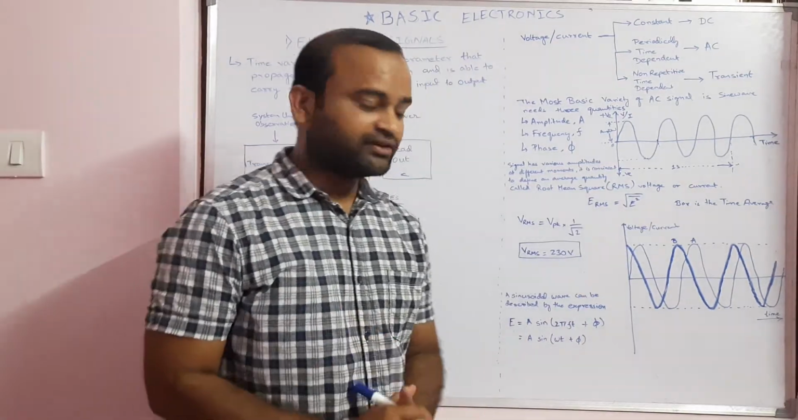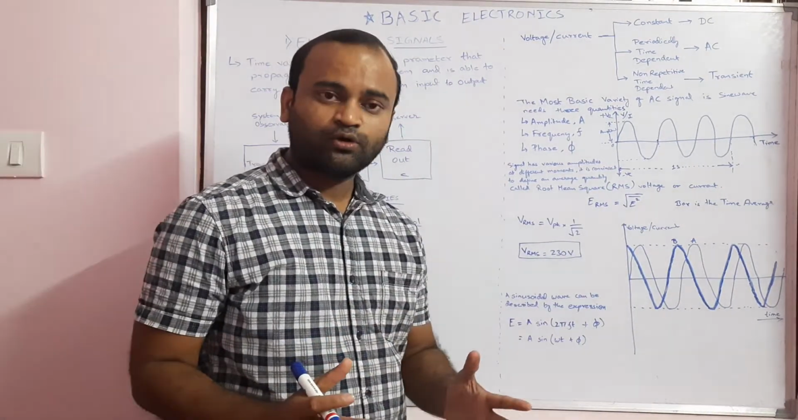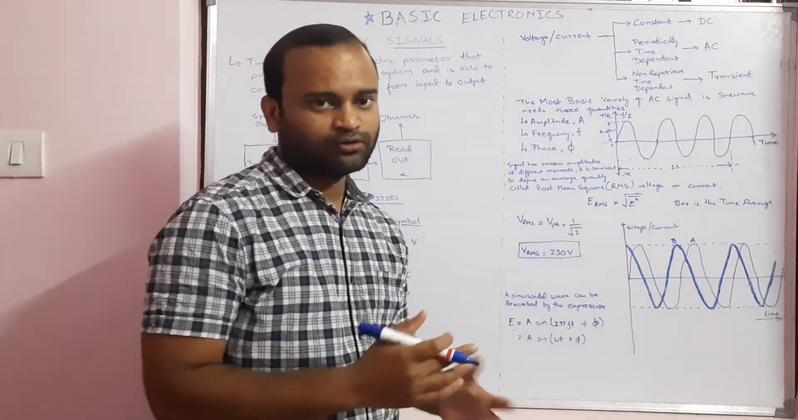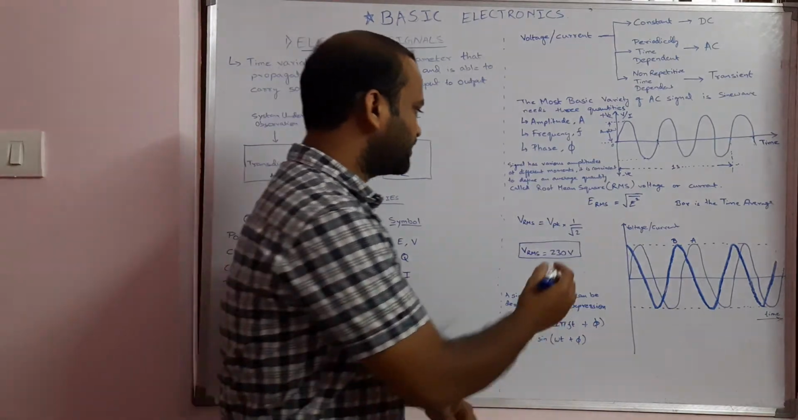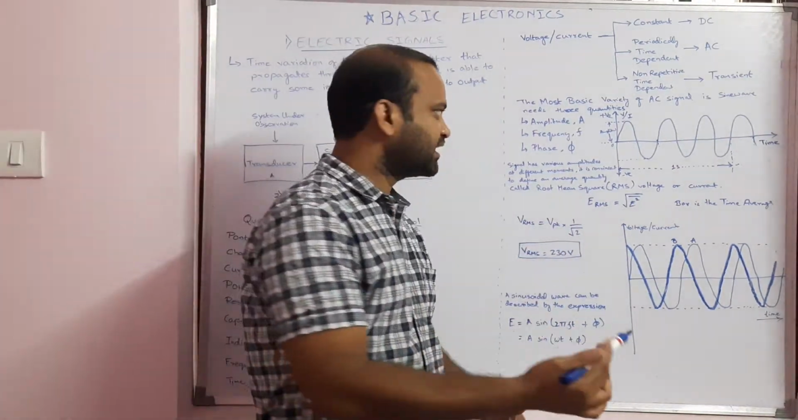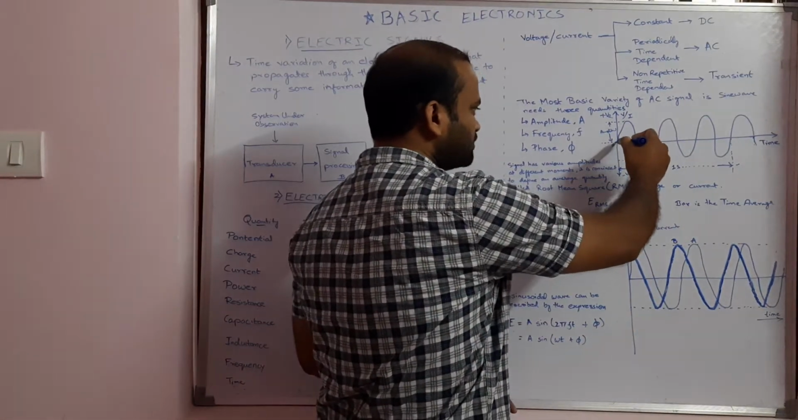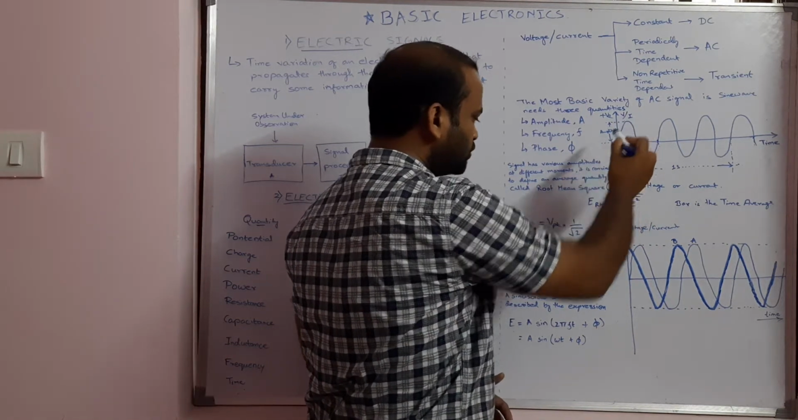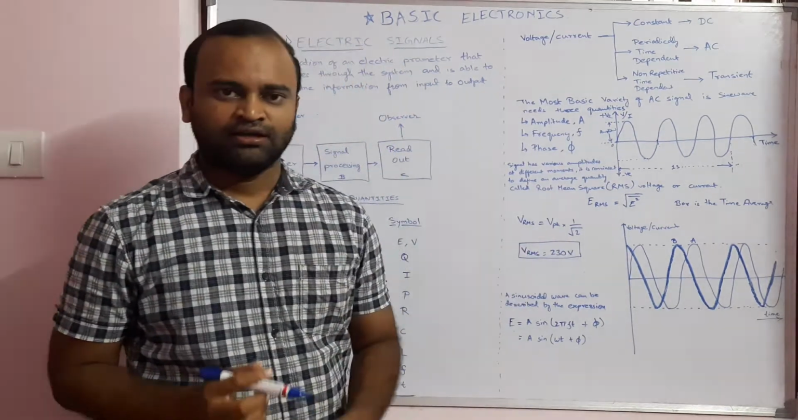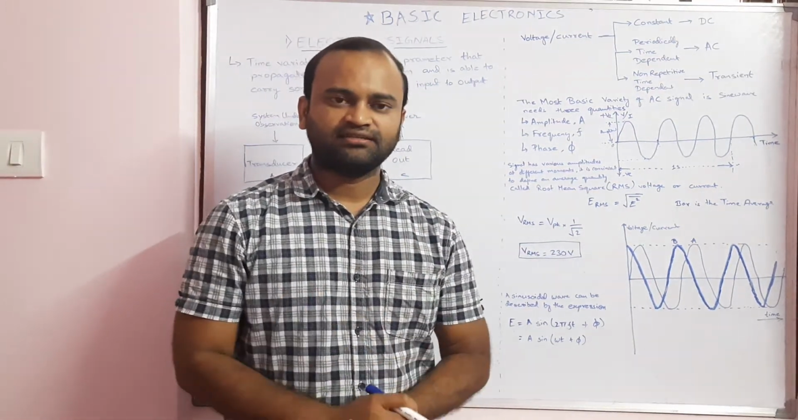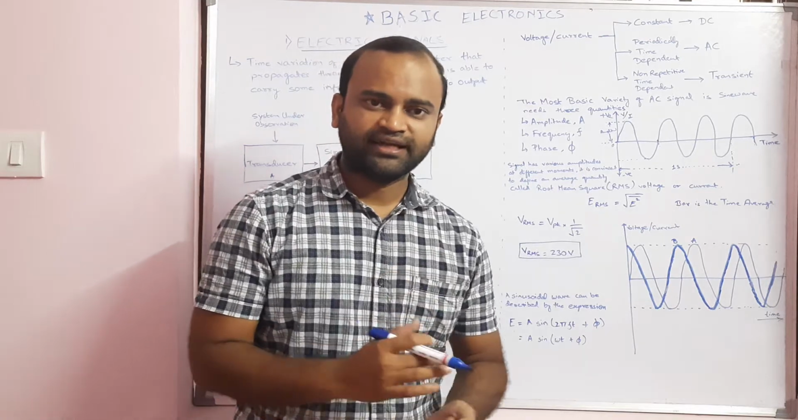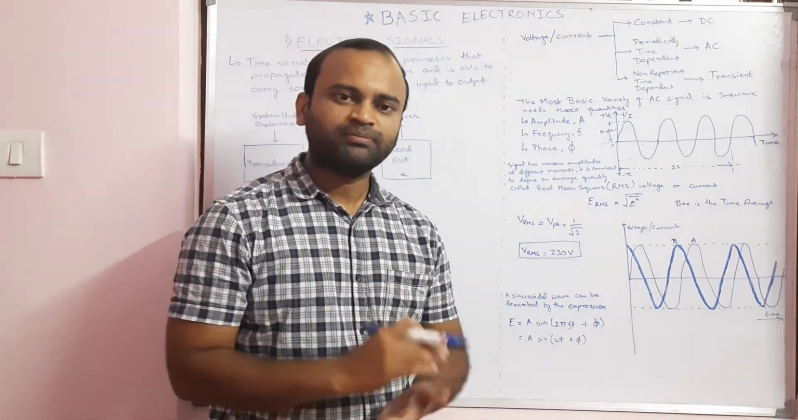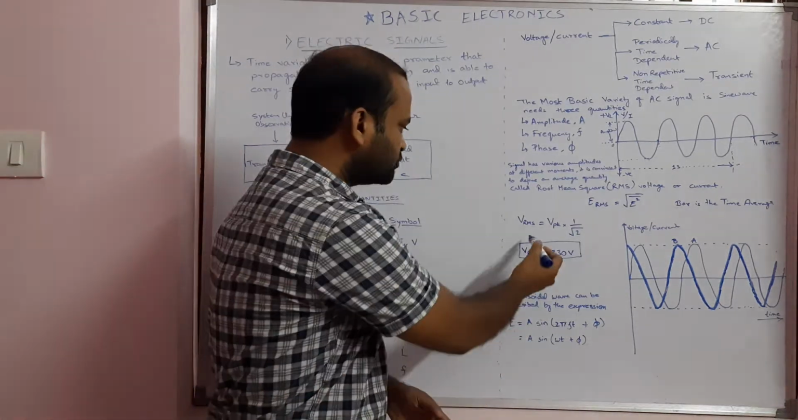Similarly, for a sine wave, the RMS value is 1 by root 2 of the peak value of the voltage or the amplitude. So for example, the RMS value for a sine wave is this: this is the peak value, right? If this peak value is multiplied by 1 by root 2, you get the RMS voltage. So normally in our AC grid line, if you get 230 volts of RMS voltage, what will be the peak voltage? You can calculate using this formula.